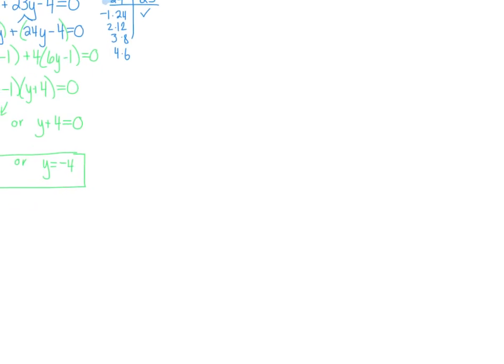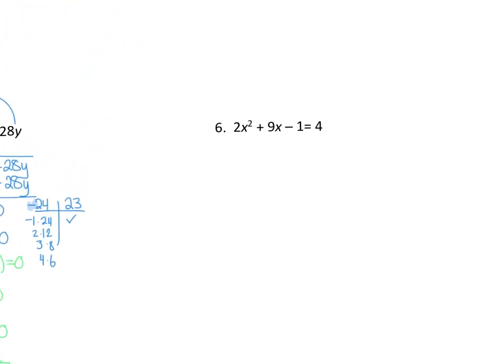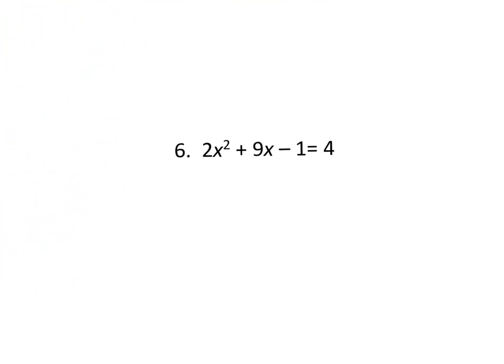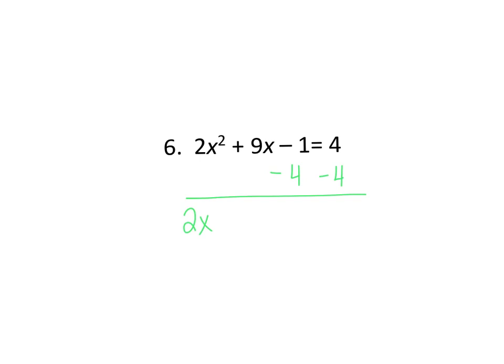Okay, number 6 over here. I'll start you off and then I'll have you finish. So the first step is subtract 4 from both sides. So I have 2x squared plus 9x minus 5 equals 0. Because these were my 2 constants, I could combine those and simplify. Now I'm ready to factor.